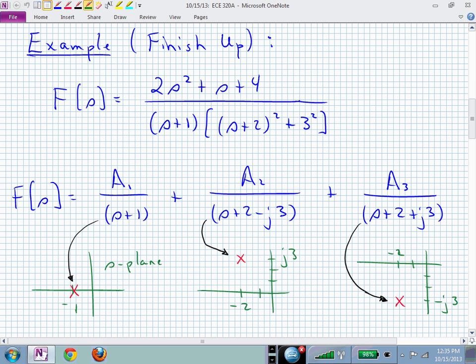Are they related? Do you have to go through this whole process again to find a sub 3? You can, but you don't have to, do you? If you've done your algebra right, what do you know about a sub 3 if it's on top of the conjugate pole pair associated with a sub 2? A sub 3 is the conjugate of a sub 2.